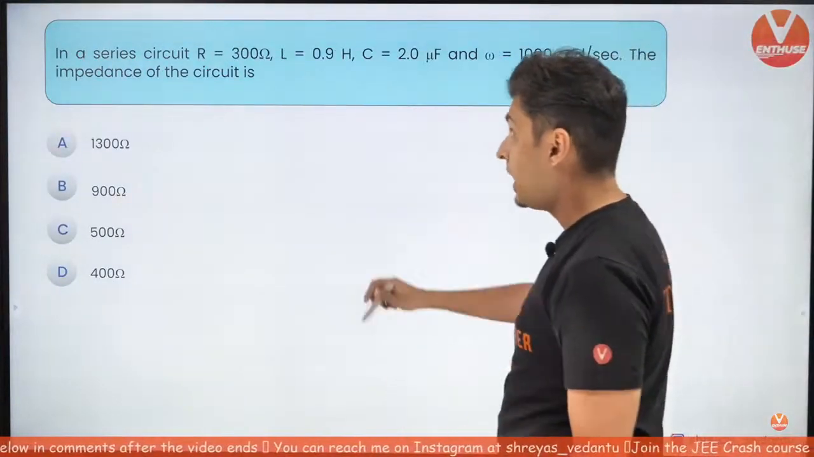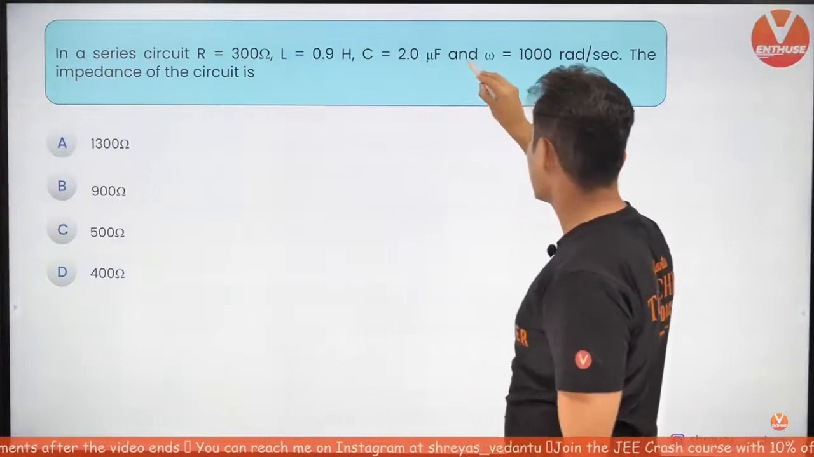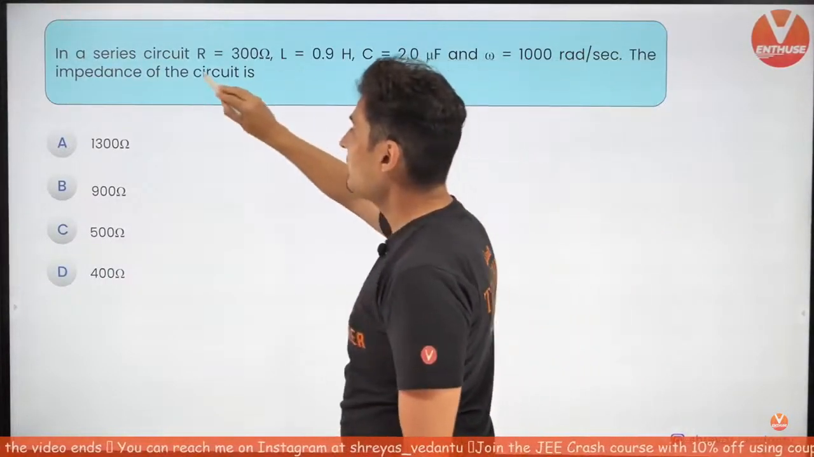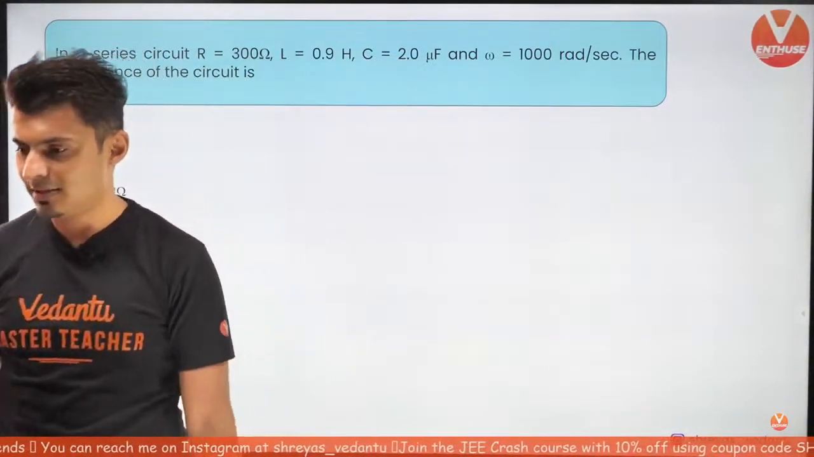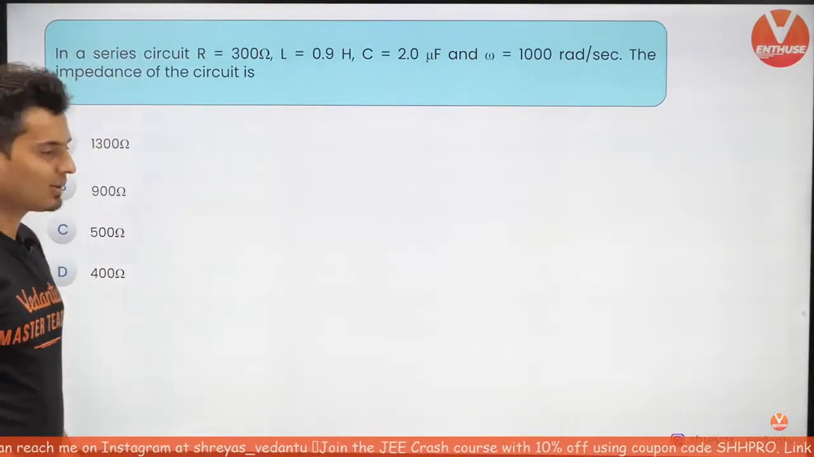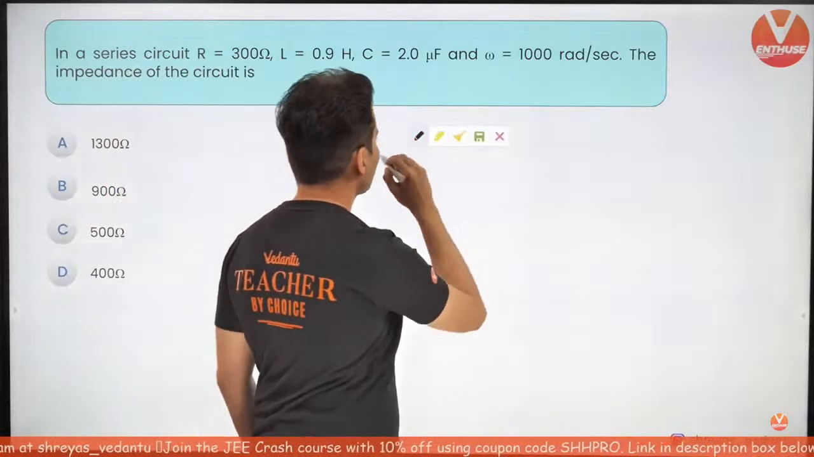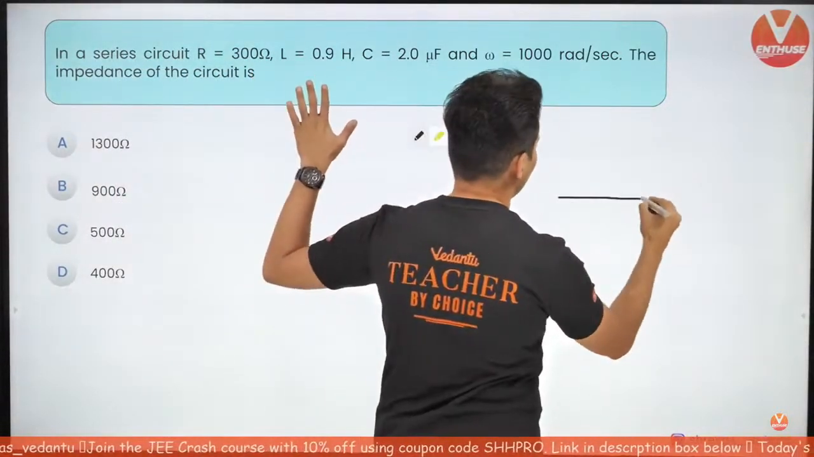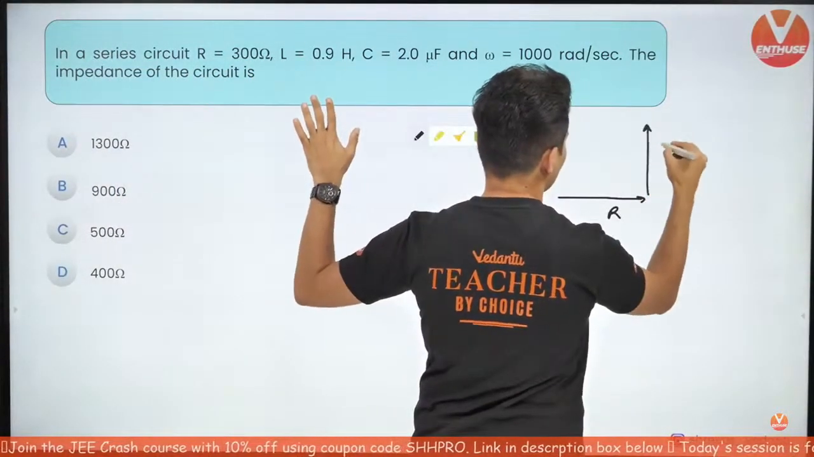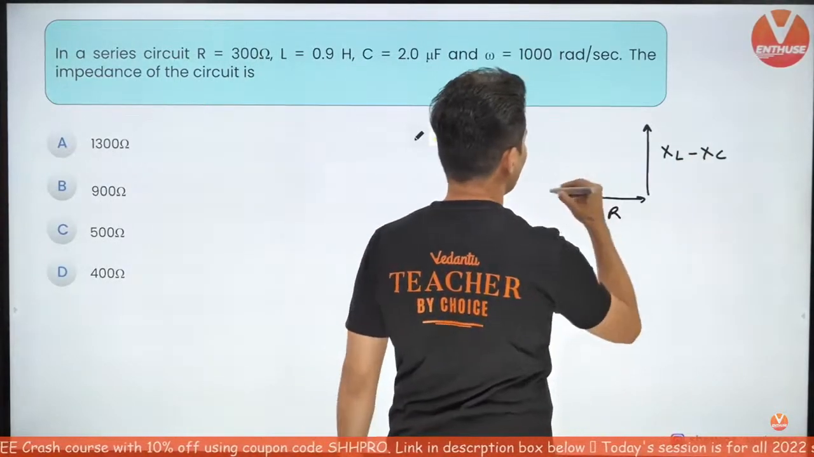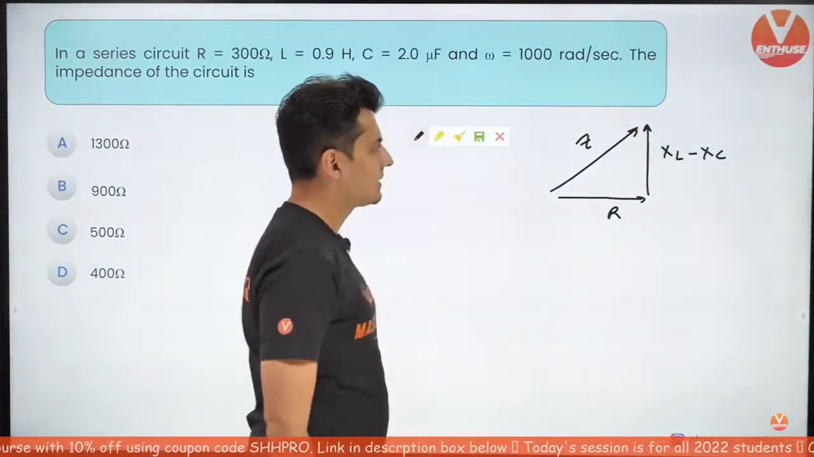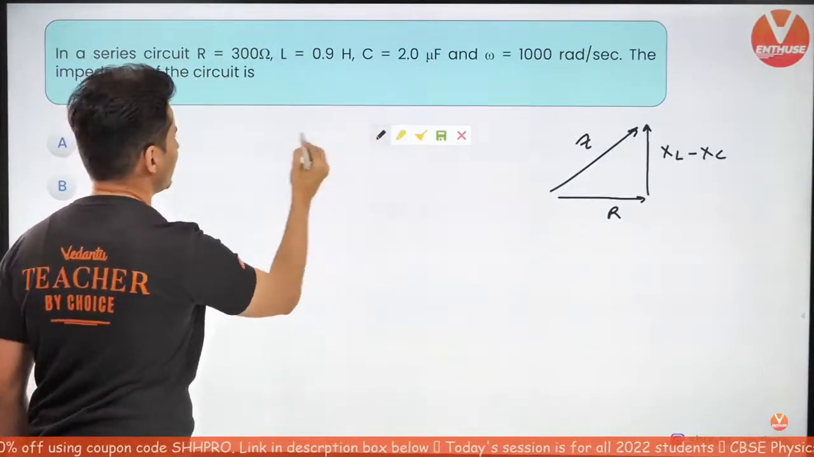Moving ahead. R is given, L is given, C is given, omega is given. Find the impedance of the circuit. Let's see how many of you can do this. Okay, so what do we have? To find impedance we need R. We also need XL minus XC. Only then I can find impedance. How do I find XL and XC?